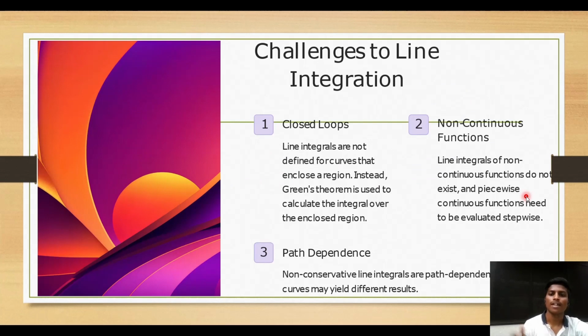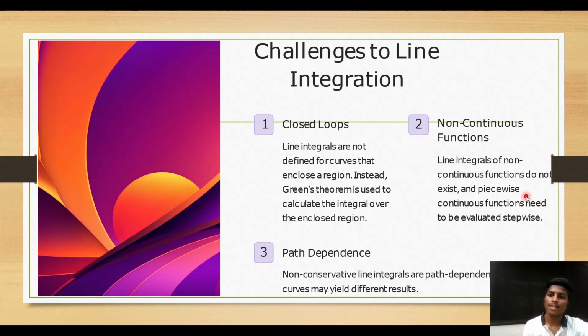Now, challenges to integration. There are three challenges. Now I'm describing the three challenges of line integration: closed loops, non-continuous functions, and path dependence. Closed loop. Line integrals are not defined for curves that enclose a region. Instead, Green's theorem is used to calculate the integral over the enclosed region. So this closed loop can be studied in Green's theorem.